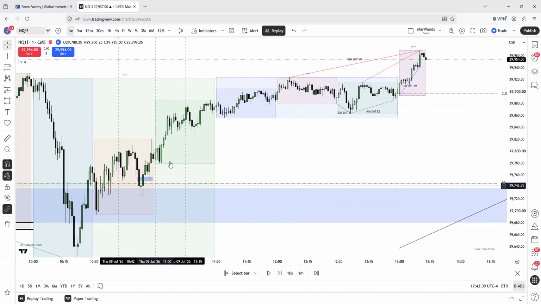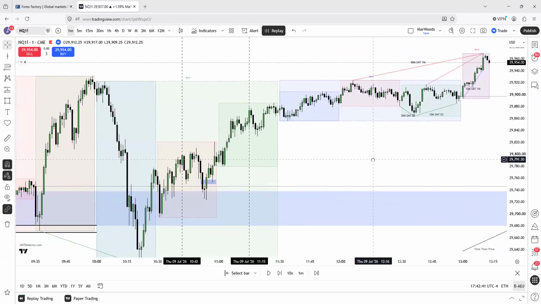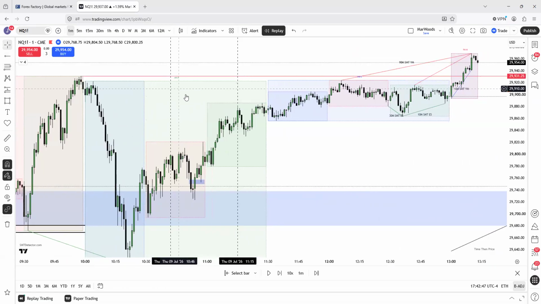And we can see that the protocol plays out time and time again. Wait for these signatures in price to play out, follow the protocol from A to Z, and then usually the market will play in your favor. All right, so appreciate that.